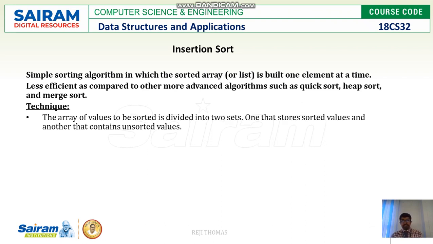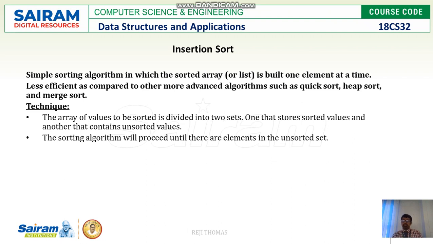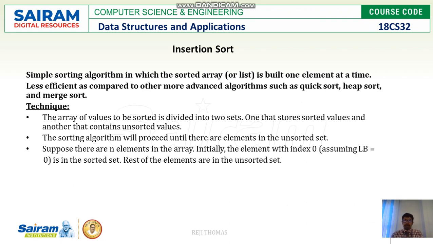As I told, the given array, the given elements, are divided into two sets. One stores sorted values, the other one is unsorted values. The sorting algorithm will proceed until there are no elements in the unsorted set. Till you complete every element in the unsorted set, this is going to repeat. Every element has its own index value, so based on the index value, this is going to work.